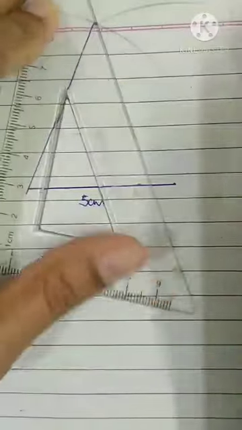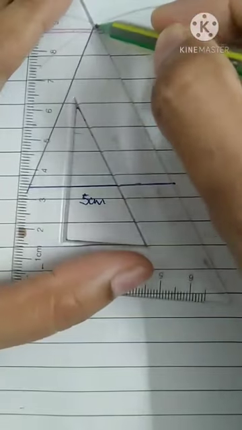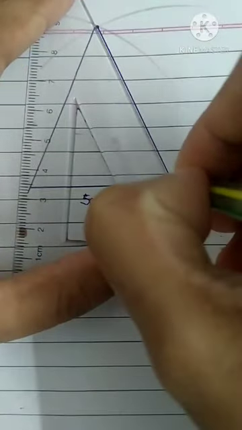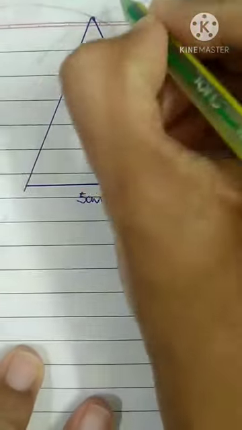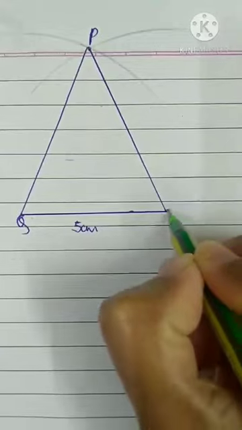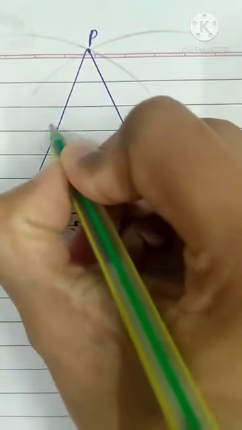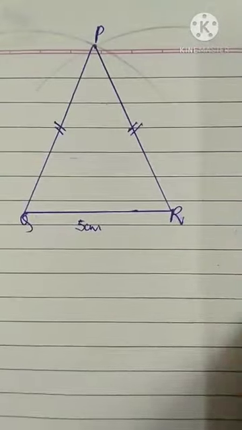All the construction you have to do with pencil so that the figure comes clearly. I am using a pen. The name of the triangle is not mentioned in the question. We will name it as any name you can give. I'll name it as PQR. PQR. It is an isosceles triangle. So these two sides are congruent, I showed.